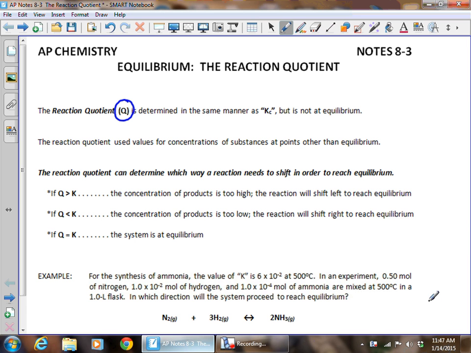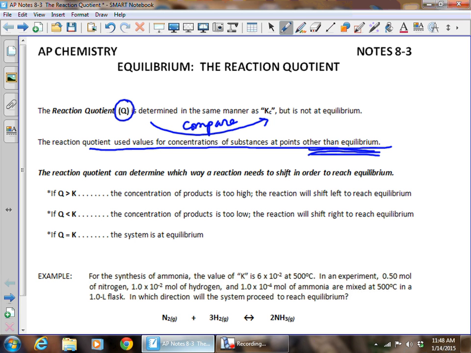And again, this uses values for concentrations other than equilibrium. It's not at equilibrium. The only purpose of finding Q is to compare it to K. I want to say that again because it's really important. The only purpose for finding Q is so that we can compare it to K. Now, what happens when we compare it to K?